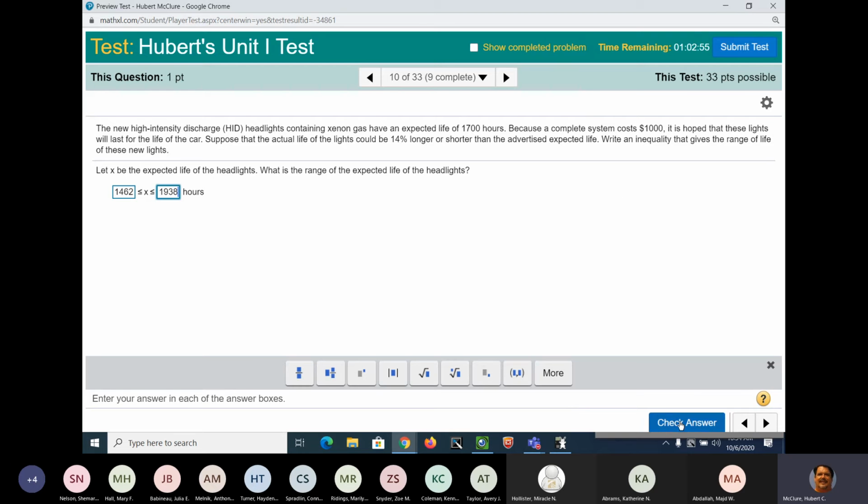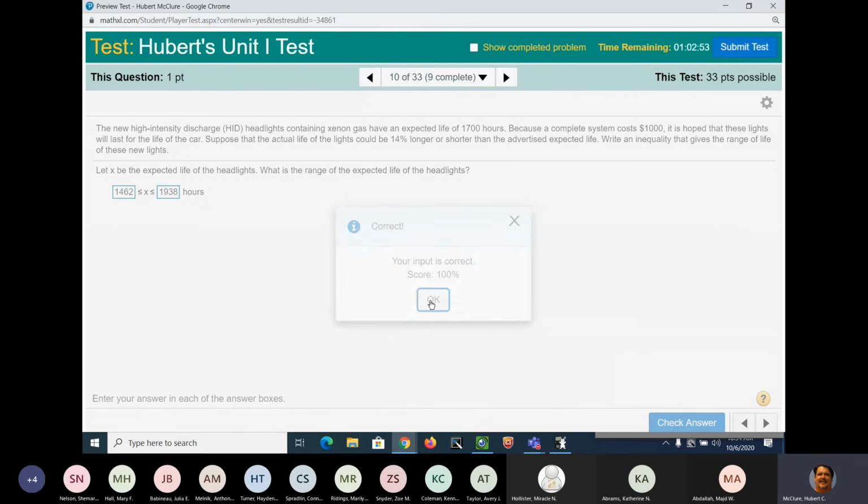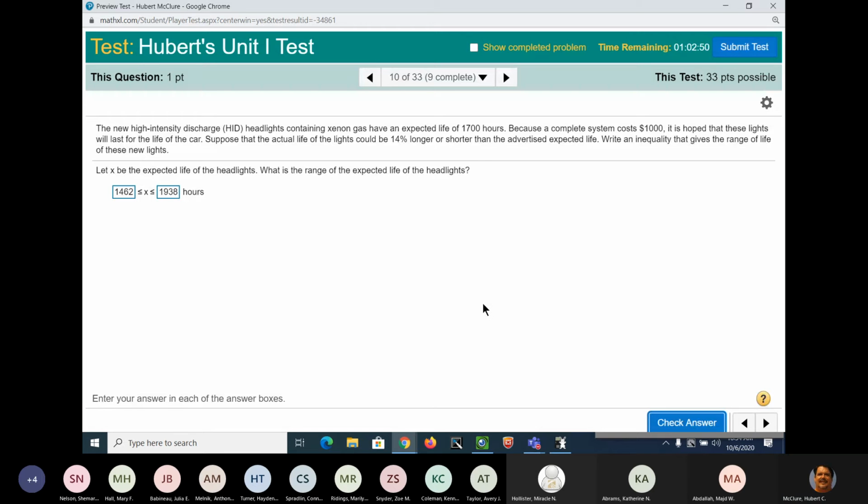That's the way I'm reading it. And I feel good about myself. So take 14% of 1,700, subtract it on the left, add it to the right.